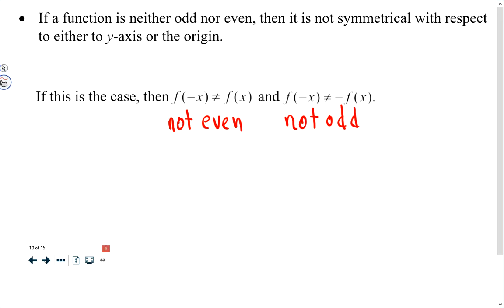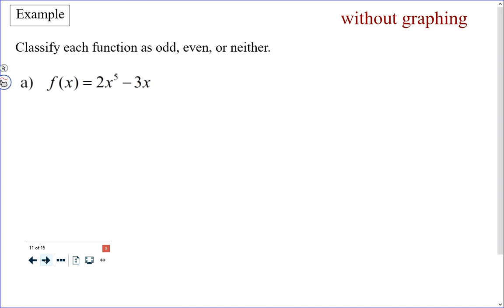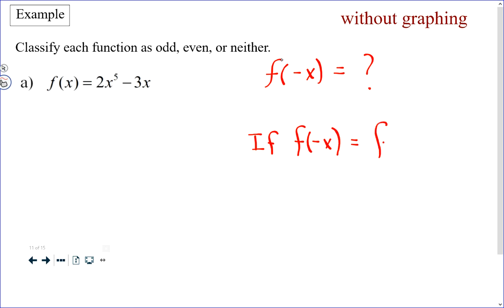So now let's find out how to determine if functions have a symmetry or not, and if they do, what the symmetry is. Without using a graphing calculator, is this function odd, even, or neither? Well, since our test for the oddness and evenness is to determine f of negative x, then that's what we're going to do. If f of negative x gives us the exact same function we started off with, then it is even.